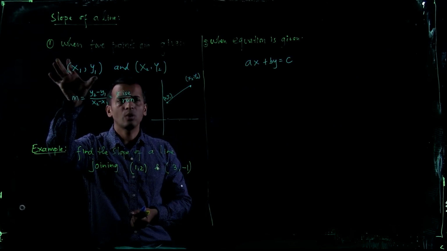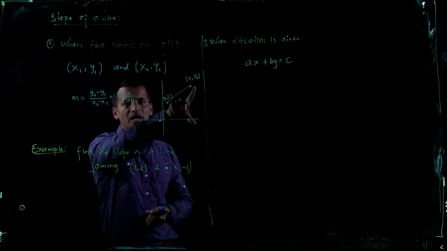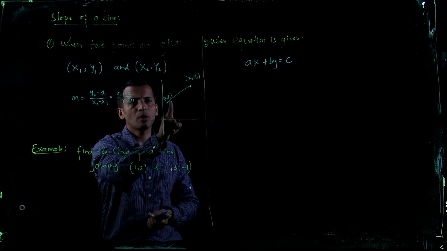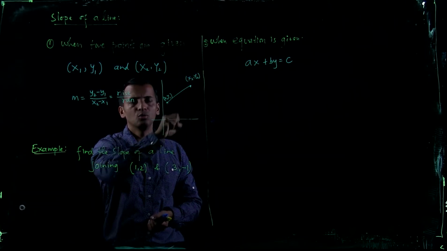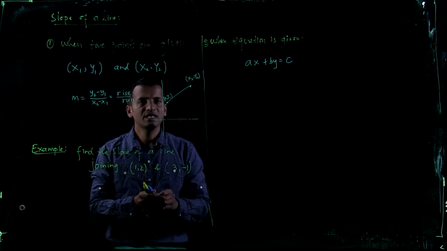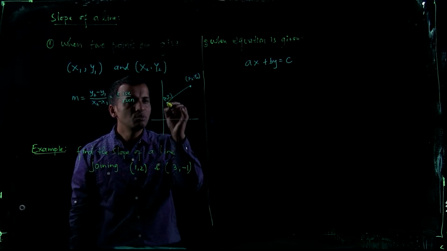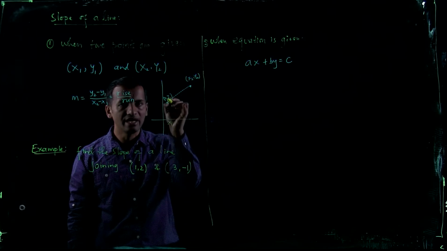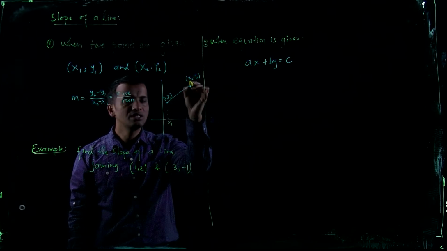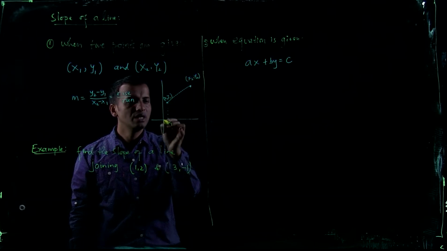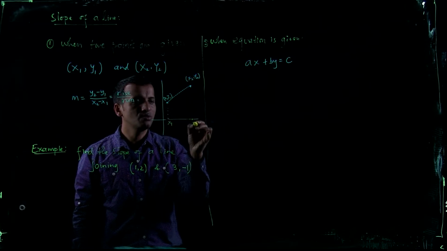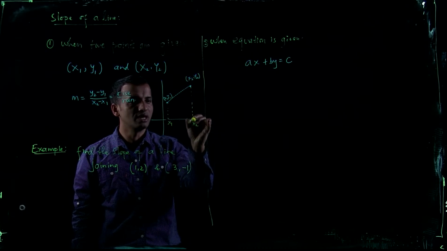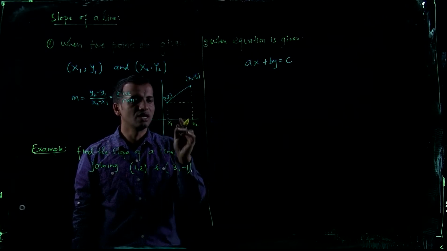So here x1, y1 is a point and x2, y2 is another point, and you want to find the slope of the line joining those two points. Since this point is x1, y1, this distance is x1 and that height is y1. Similarly, since this point is x2, y2, this distance is x2 and that distance is y2. So let me join those with dotted lines.